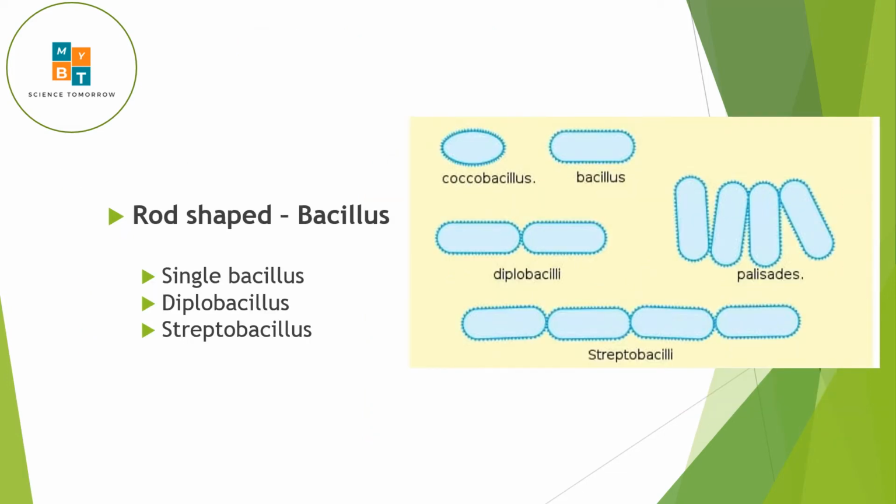The second type is rod shape, which you call bacillus. So a single bacillus, or otherwise a bacillus with some spherical shape, you call a coccobacillus. Or two bacilli, you call a diplobacillus. A line of bacilli, you call a streptobacillus. Otherwise, these bacilli form in a line in another way, not like streptobacillus, you call it a palisade.